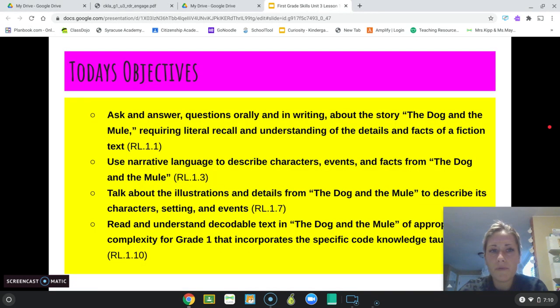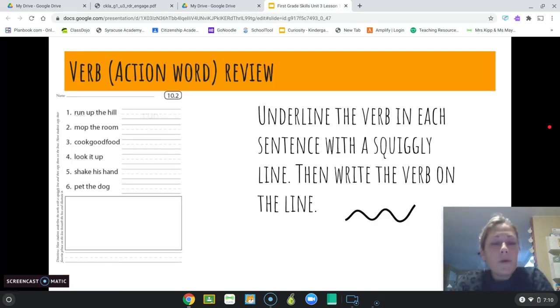Let's go over some of our objectives for today. We are going to ask and answer questions orally and in writing about the story The Dog and the Mule. We're going to use narrative language to describe characters, events, and facts from The Dog and the Mule. And we are going to talk about the illustrations and details from The Dog and the Mule to describe its characters, settings, and events.